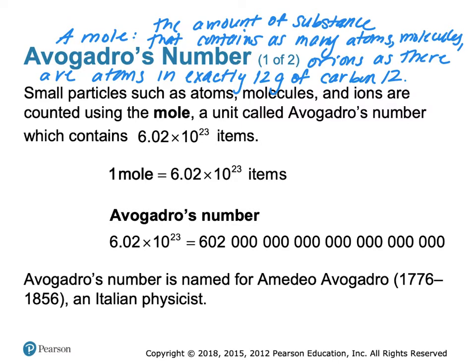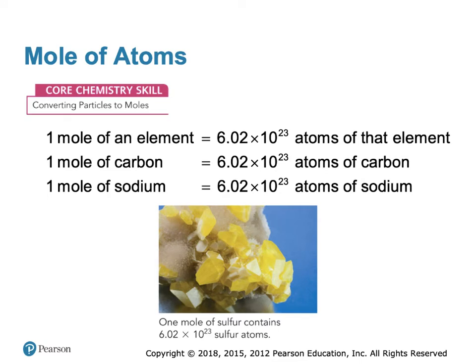So here, 1 mole equals 6.02 times 10 to the 23 items. So 1 mole of an element equals 6.02 times 10 to the 23 atoms of that element. 1 mole of carbon equals 6.02 times 10 to the 23 atoms of carbon. 1 mole of sodium equals 6.02 times 10 to the 23 atoms of sodium. So just to emphasize this again, we call 6.02 times 10 to the 23 of anything 1 mole.